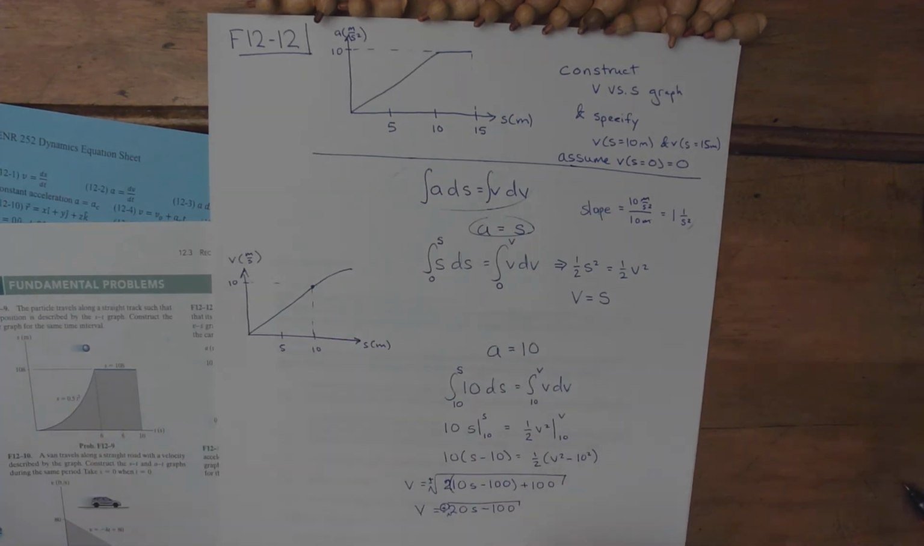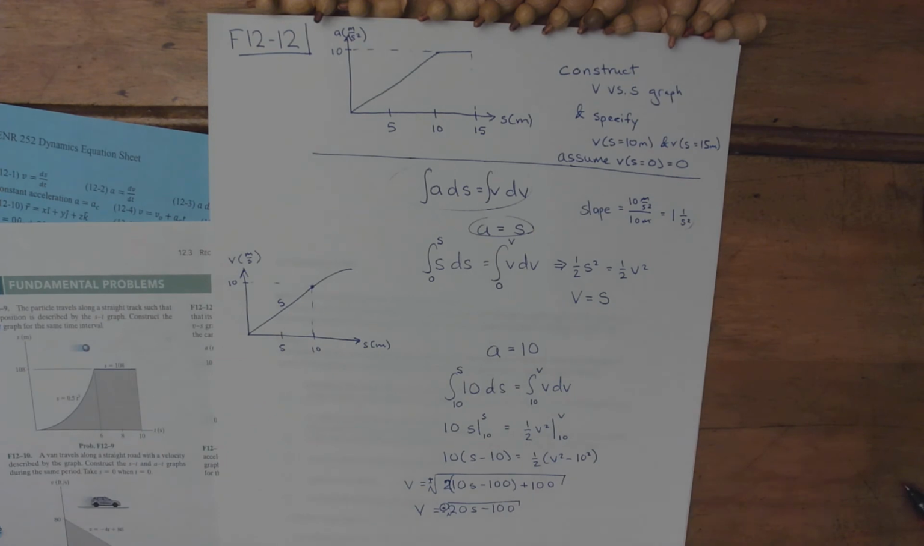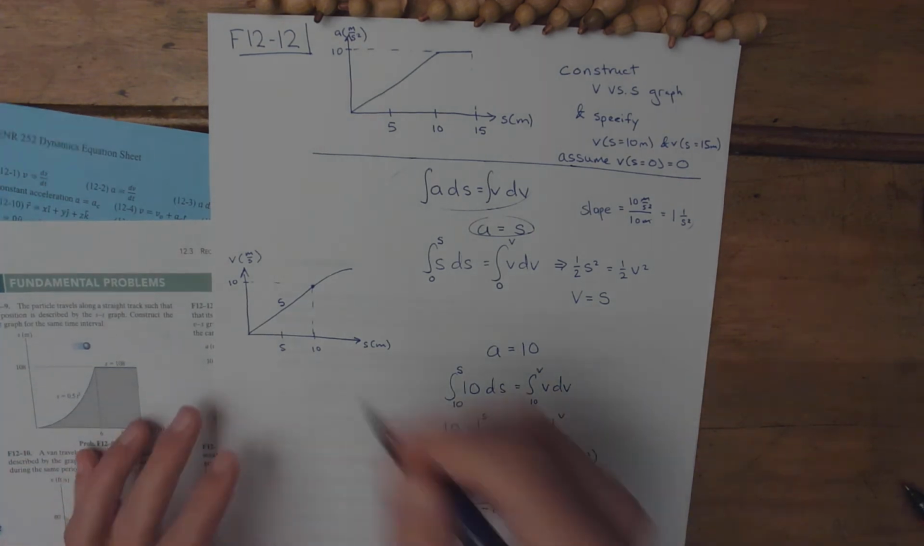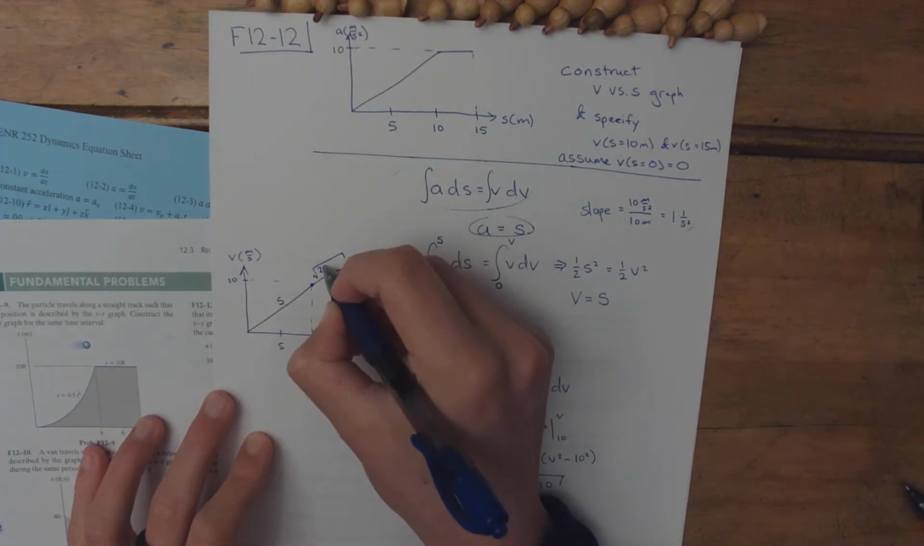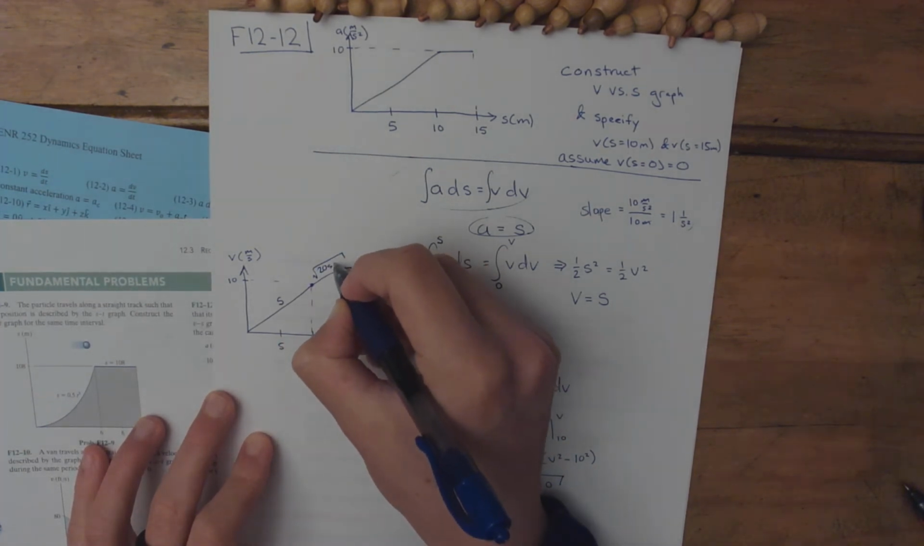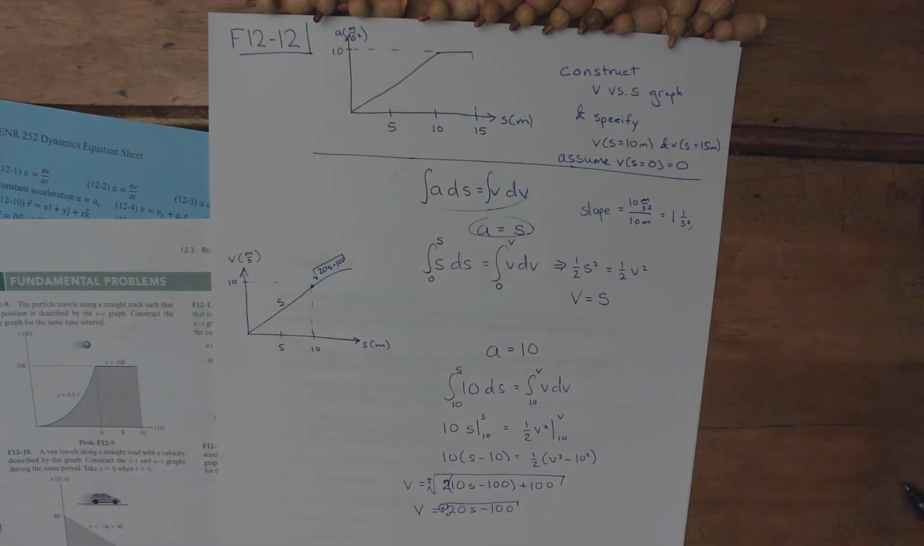Here's a tip for you when you're doing homework. If you can't make your graph look exactly like what it should look like, just give me the equation so I know what you're trying to graph. So this is 20s minus 100, and then do your best. Okay, so your graph doesn't have to be perfect, but if you put the equation in, I know what you were trying to draw, so that's helpful.